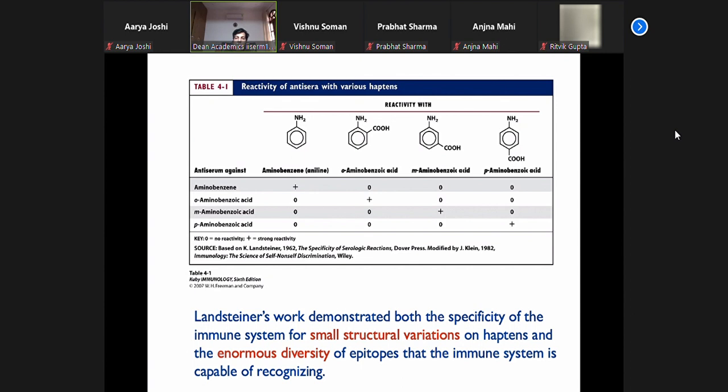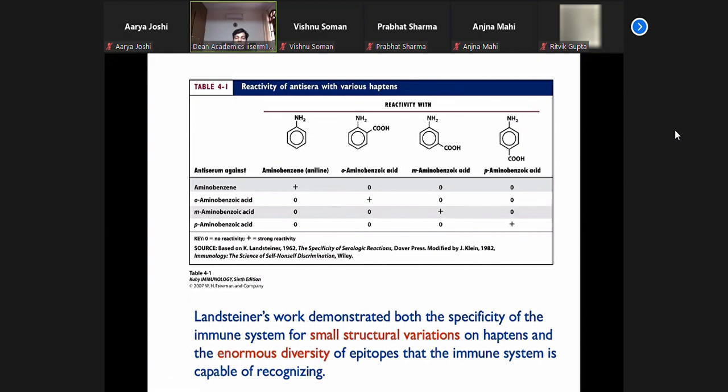Okay, see, if you look at the composition, more or less it remains the same. So you have this amino group and you have the carboxylic group. So you also have here amino group and carboxylic group. And same is the case here. It's just that the position was changed. And with the change of position, you were not able to provide that epitope against which antibodies could be formed.